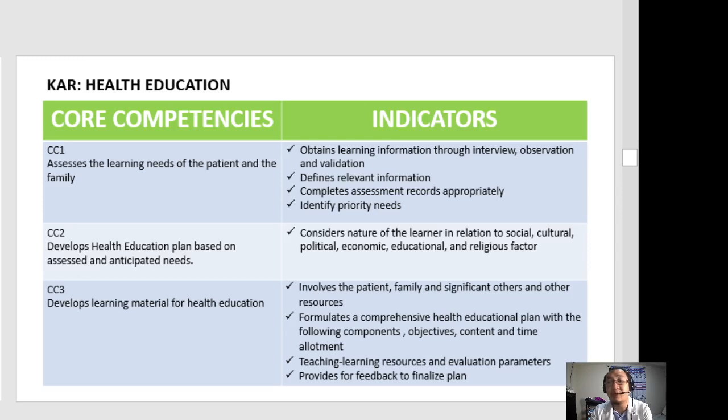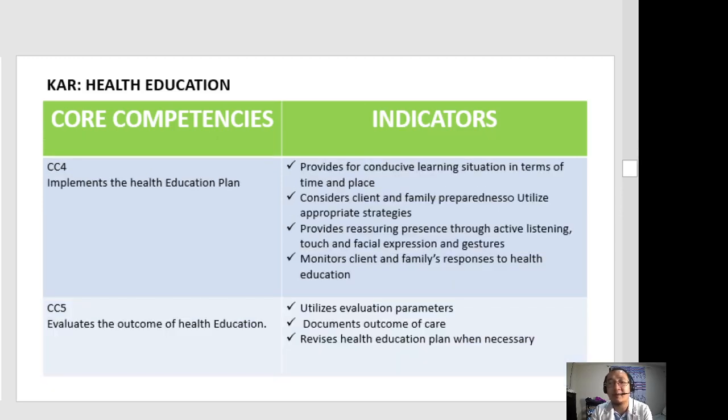So to improve your planning, to improve the actual scenario later on. Then number four, implement the health education plan. This is the actual setting, the actual experience already. Provide for conducive learning situation in terms of time and place. Consider the client and family preparedness or readiness to utilize a strategy.